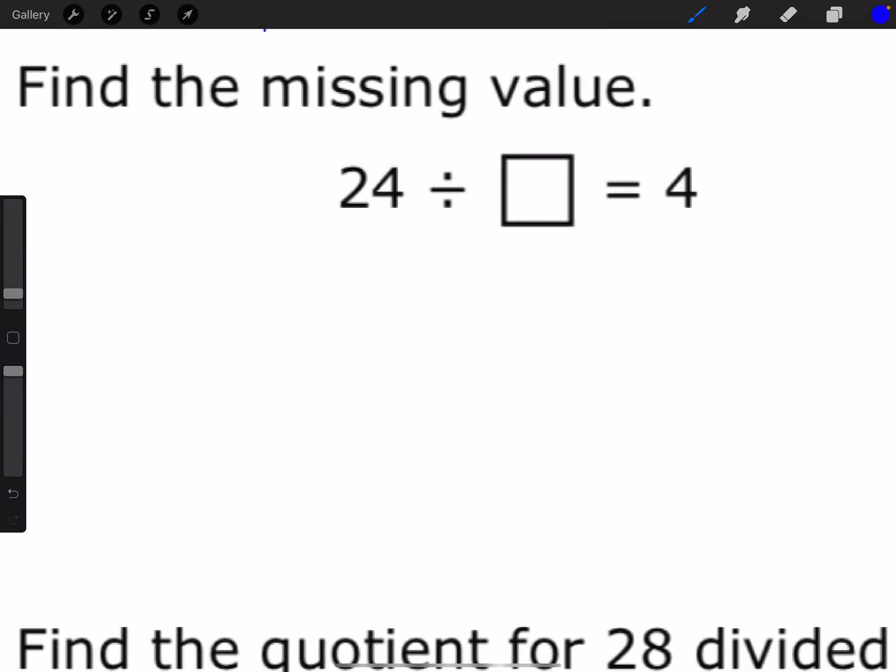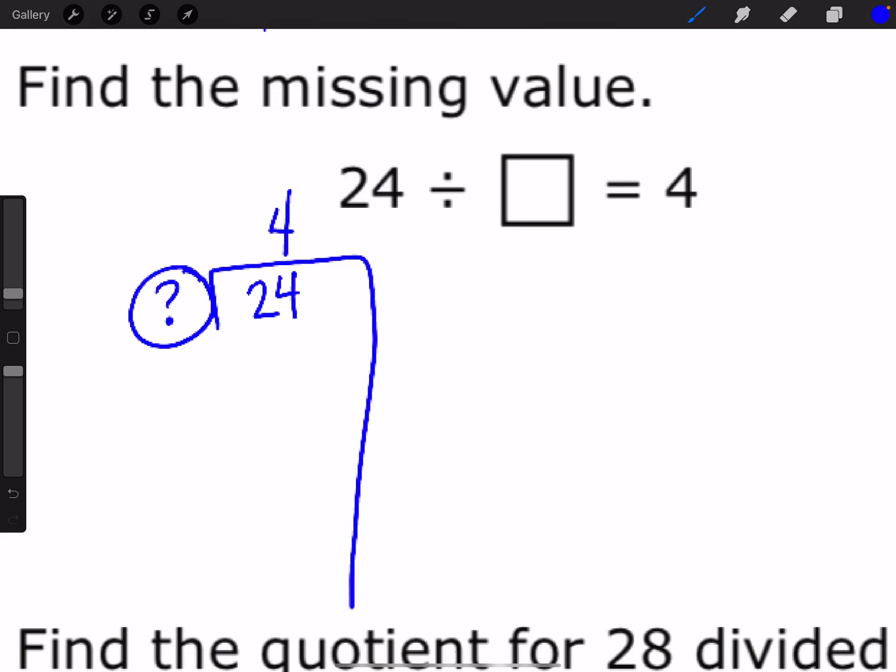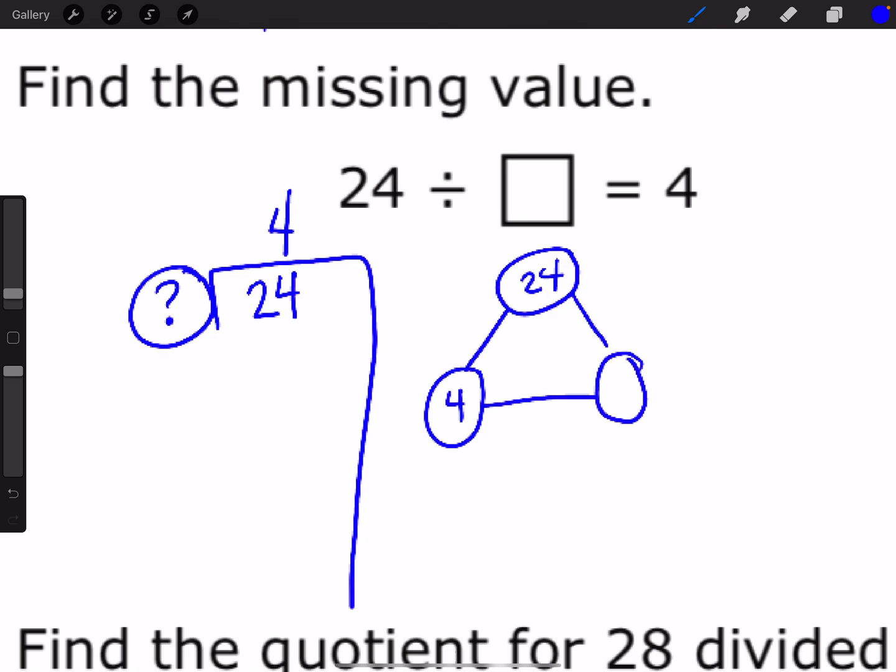All right, we're finding the missing value again. So again, our dividend is defined as 24. We know that our quotient is 4, and we are missing the divisor. Okay, so because division is just multiplication as well, we know that our fact family has 24, 4, we're missing that third bubble. Okay, so what times 4 equals 24?